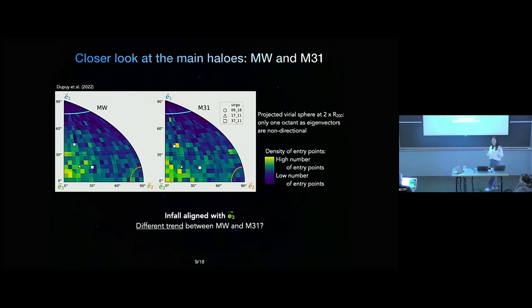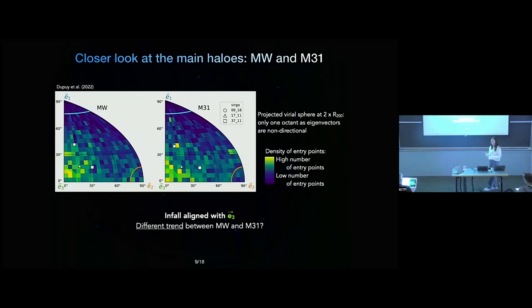The yellow pixels correspond to a high density of entry points, and the dark blue pixels show a low density of entry points. We see that in both cases, there is a high density around the direction of E3. And we also notice some kind of difference between the Milky Way and M31. The yellow region looks more spherical for M31 than for the Milky Way.